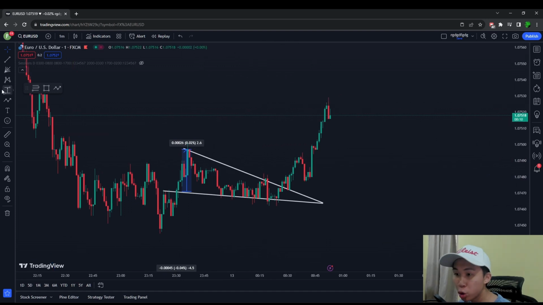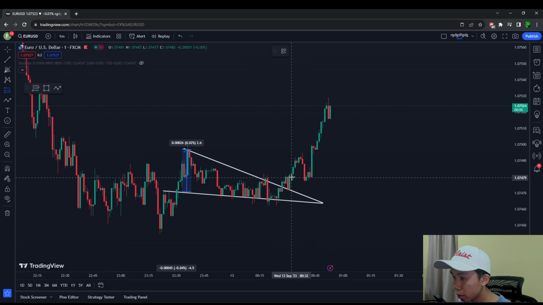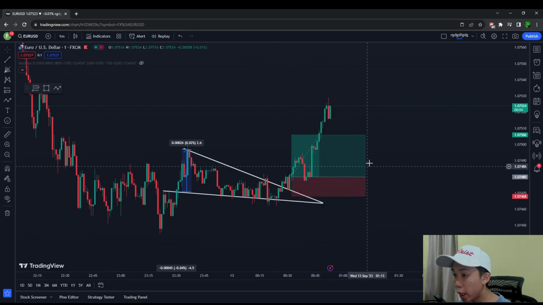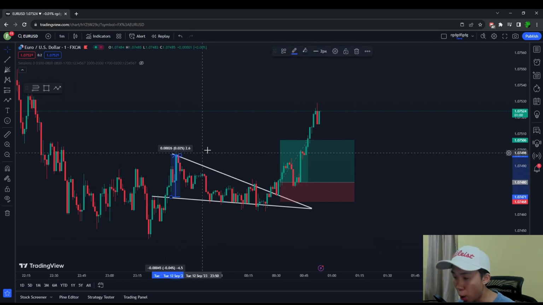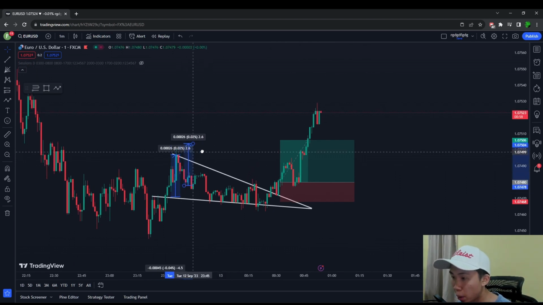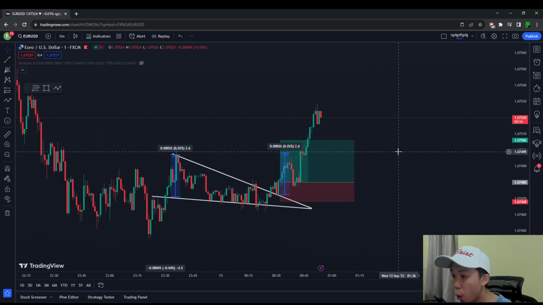2.5 pips. So if we plan to take a long here, we can expect to see at least a 2.6 pip move. So let me copy and paste. We can see after the breakout, it broke out more than 2.6 pips. So this is exactly what I'm talking about. The size of your triangle could be the size of the breakout.